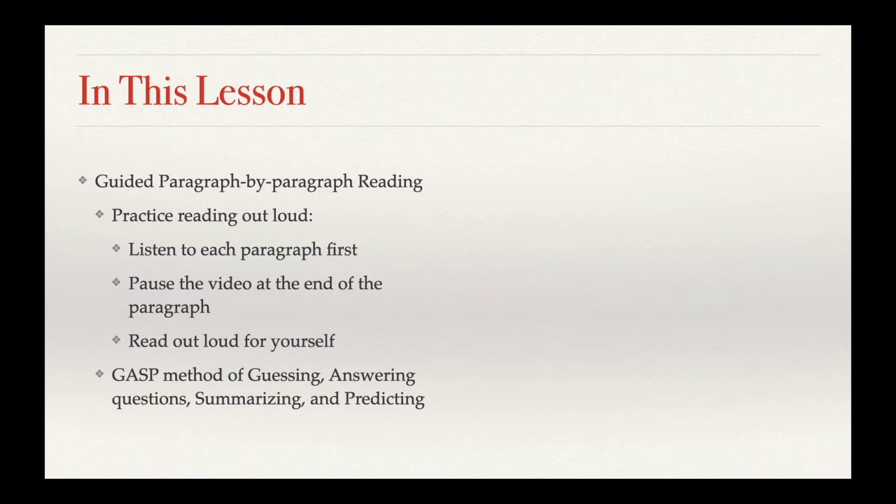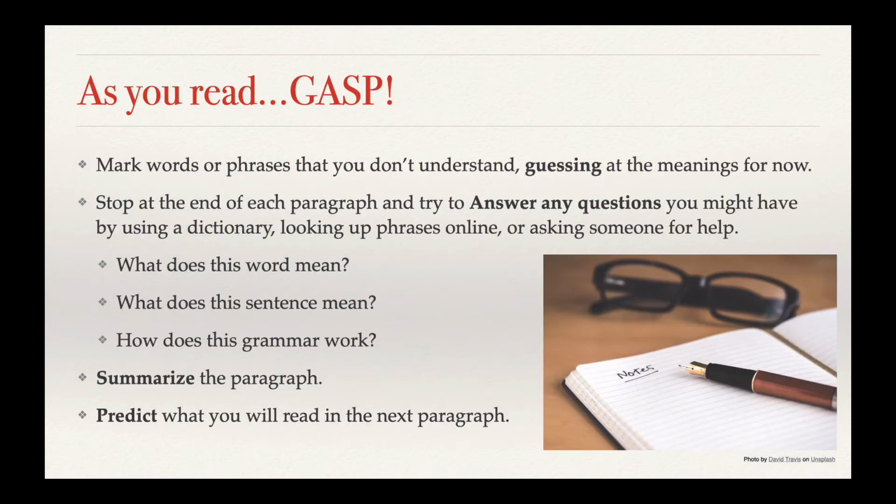While reading, we'll use the GASP method of guessing, answering questions, summarizing, and predicting. The GASP method will help us to read more quickly and fluently. We'll mark words and phrases that we don't understand, guessing at their meanings. At the end of each paragraph, we'll try to answer any questions you might have. We'll also summarize each paragraph. That means define the main idea. And finally, we'll predict what we'll read about in the next paragraph.